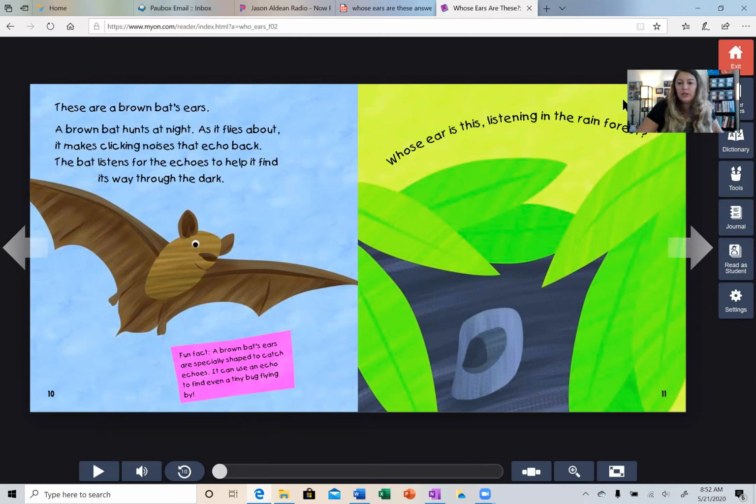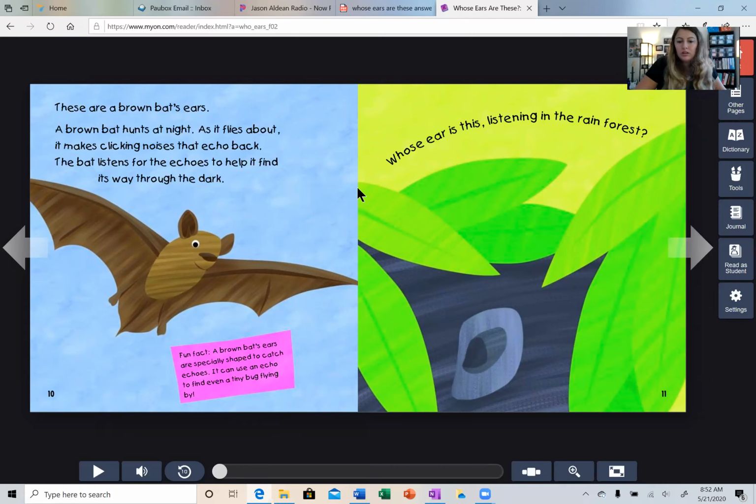Okay, next one. So look at this picture. Looks like there's plants in the way of this. I don't know what this is. Whose ear is this listening in the rainforest? Okay. So this animal has black fur and they live in the rainforest. And these ears look really little. Who do you think they belong to?